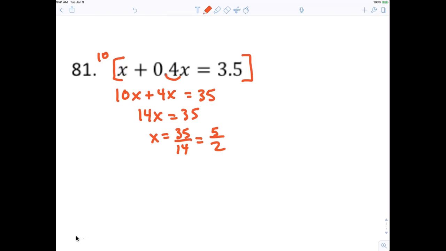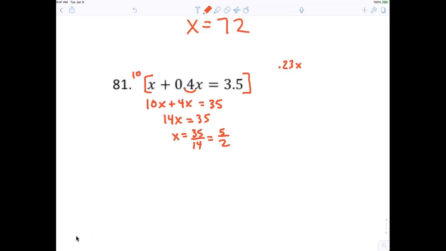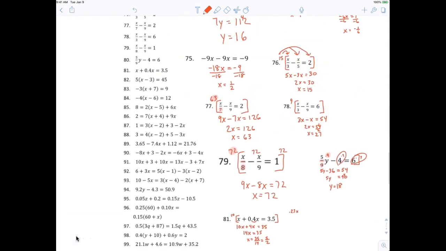Because whenever you're moving a decimal, that's what you're doing, multiplying by 10. If there was 2 decimals, Aiden, like if I said 0.23x, I'd multiply them through by what? 100. And multiplying by 100 is the same as moving the decimal over 2 spots. Do you hear me? All right, so let's check out 82.